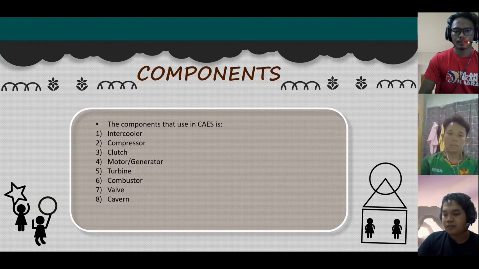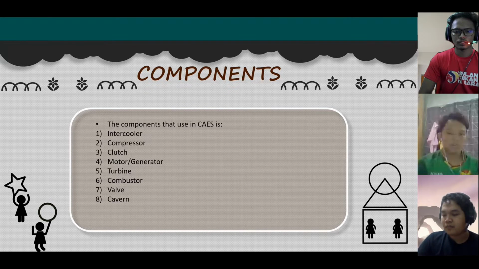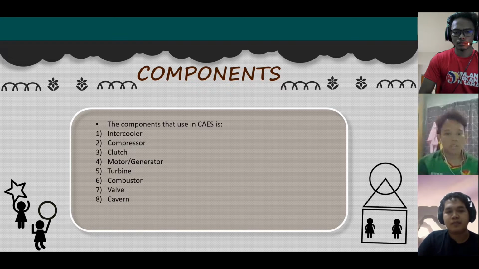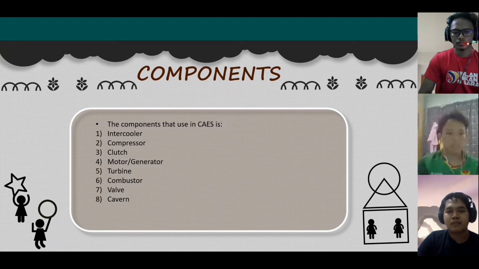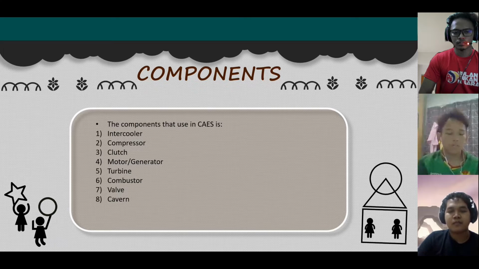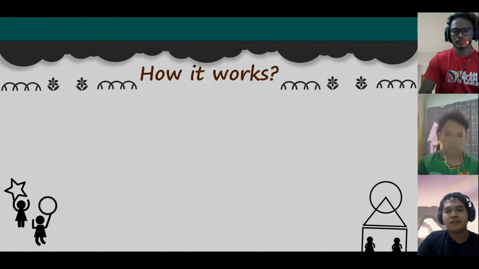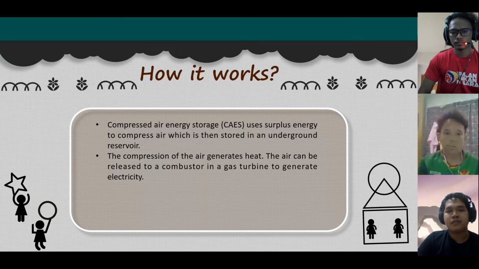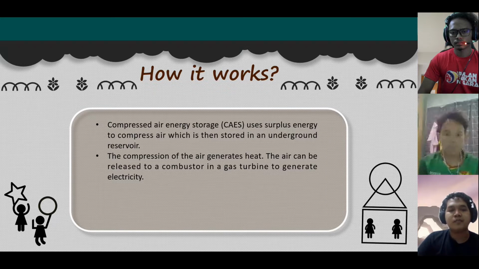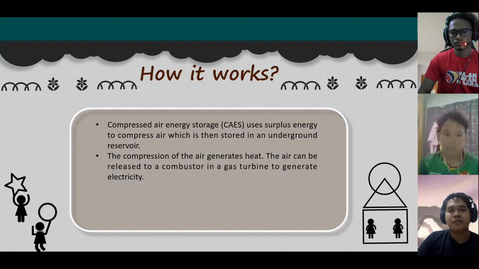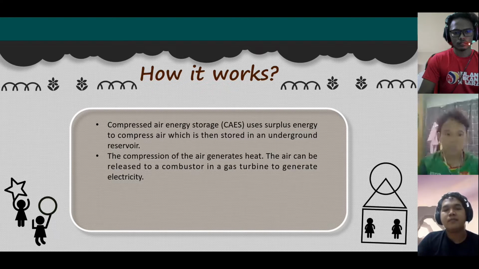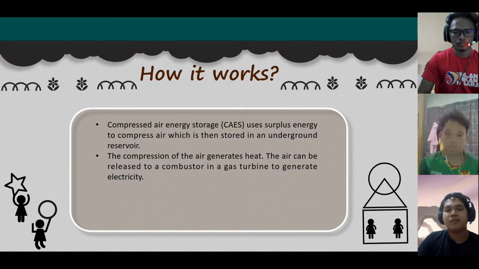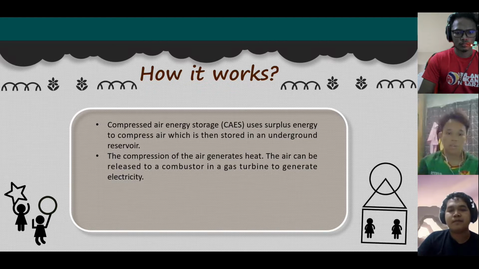So the components used in CAES are the intercooler, compressor, clutch, motor or generator, turbine, combustor, valve, and cavern. So how does it work? Compressed air energy storage uses surplus energy to compress air, which is then stored in an underground reservoir. The compression of the air generates heat. The air can be released to a combustor in a gas turbine to regenerate electricity.